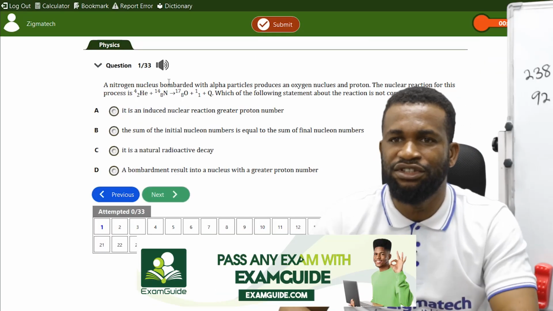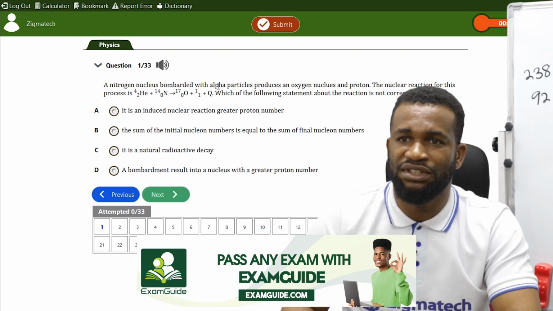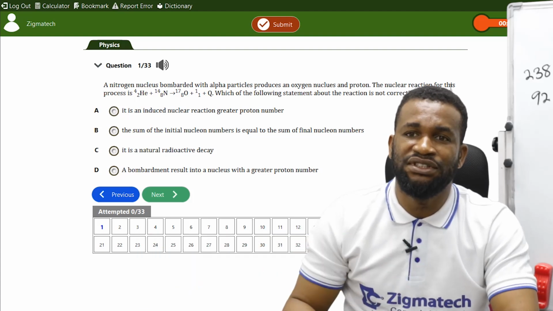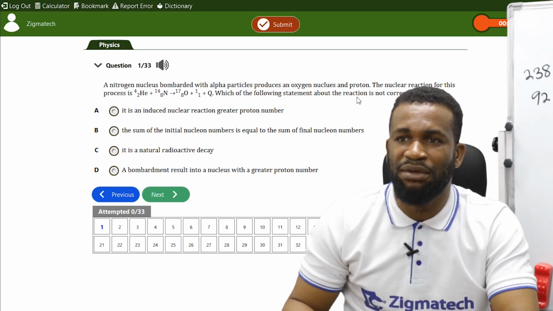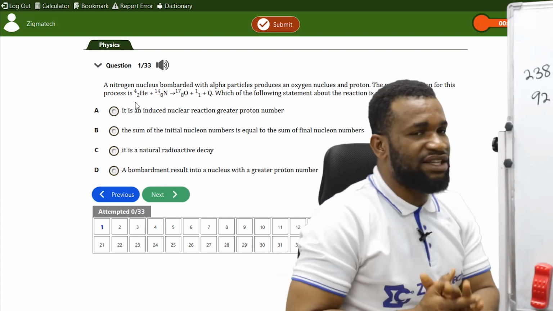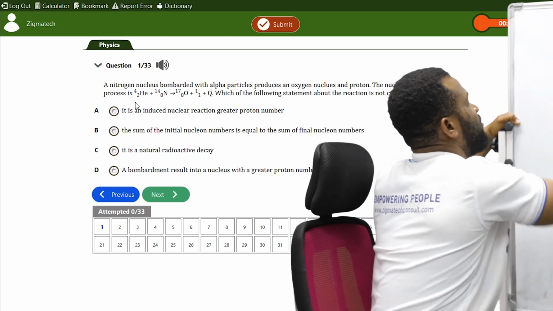Okay, we say a nitrogen nucleus bombarded with alpha particles produces an oxygen nucleus and a proton. The nuclear reaction for this process is this. Which of the following statements about the reaction is not correct? Which one is not correct? Okay, we are going to write it down and analyze what the equation is all about.